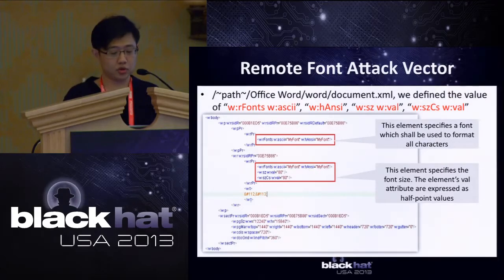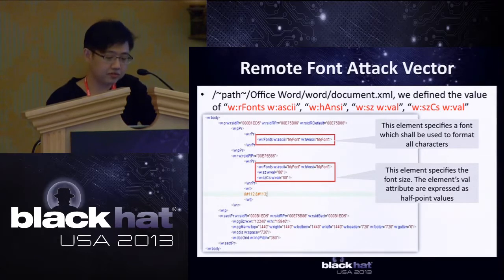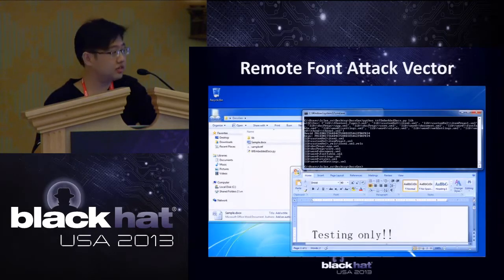And inside the document.xml, we can define the font name in the w:rFonts and w:ascii element. We also need to define the font size at the w:sz and w:szCs element. And font size in the document.xml is expressed as a half-point value, where value 80 in this case equals font size 40. And for this research, we also came up with a simple script to simplify the process of embedding the TTF in the docx document.